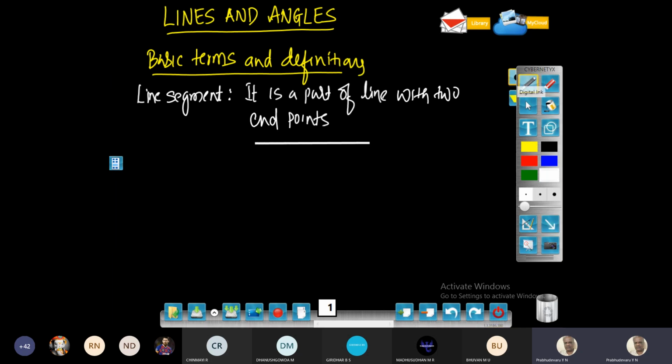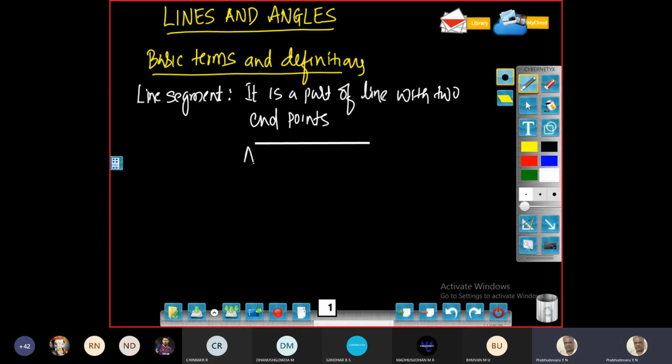It's a line now. You can represent these endpoints as A and B, and we represent this as AB. Over that we draw a line like this that represents line segment AB, or sometimes BA also. Line segment BA. Like this we can represent this line.